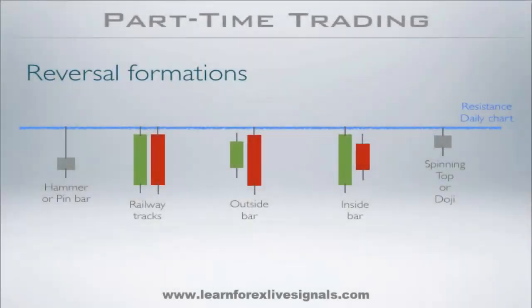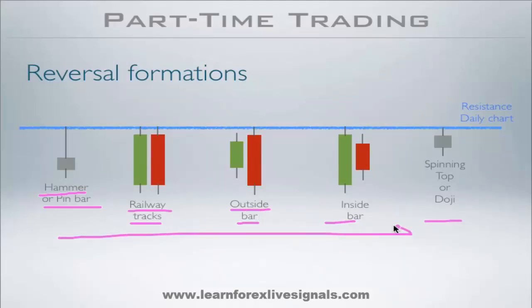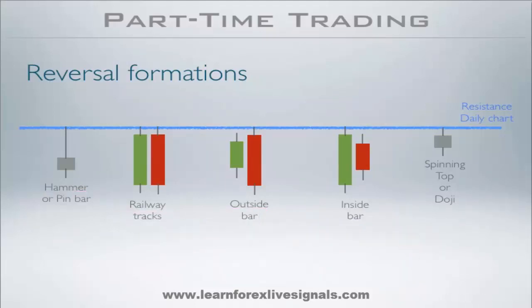By the way, before I get started, just to avoid confusion, these are all individual candle formations. You're not supposed to be searching for all of these at once, just one of them. This is one formation. You can get reversal formations taking the shape of a hammer or a pin bar, which is basically the same thing, or a railway tracks, or an outside bar, etc. You are not supposed to search for all of them at once. I just wanted to clear that up.